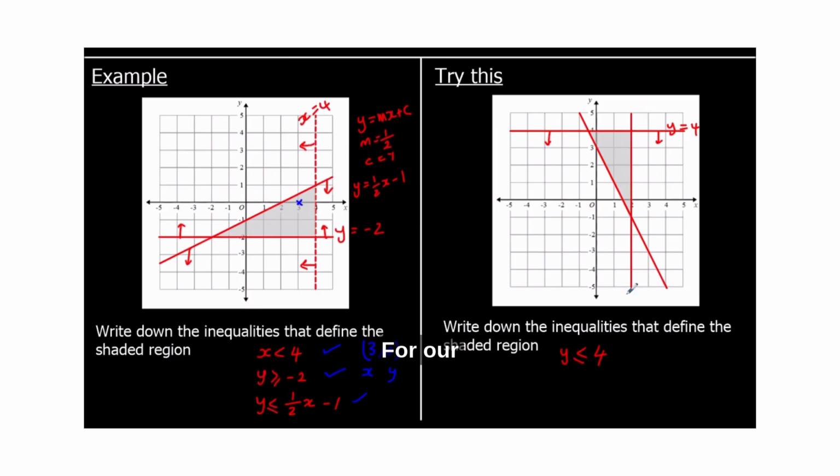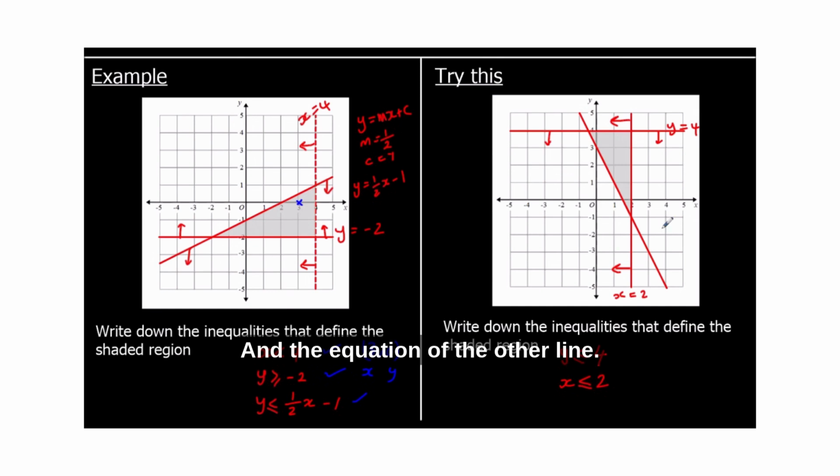For our vertical line here, that is x is equal to 2. We want less than that line. We want to the left of that. So x is less than or equal to 2.